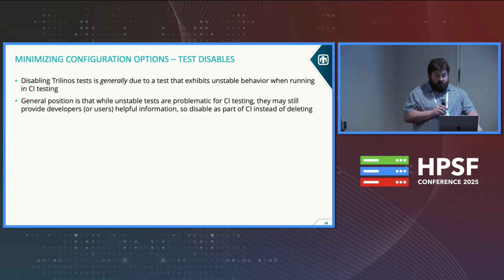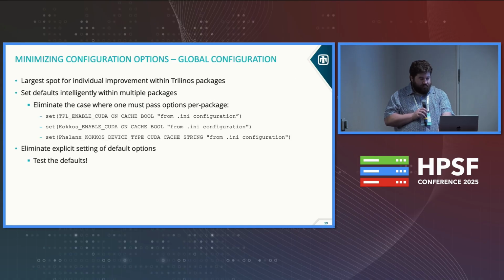Test disables is the fourth category. Generally, when we disable tests in Trilinos CI testing, it's because the test exhibits unstable behavior when running in a CI context, or maybe in all contexts. But the developers usually say, well, there's value provided by that test, especially when we're working interactively, and we can make a qualitative call on what we should do about that. But from a CI context, they agree we don't want flaky tests, so we turn it off. So we're not going to address the scope of that for now.